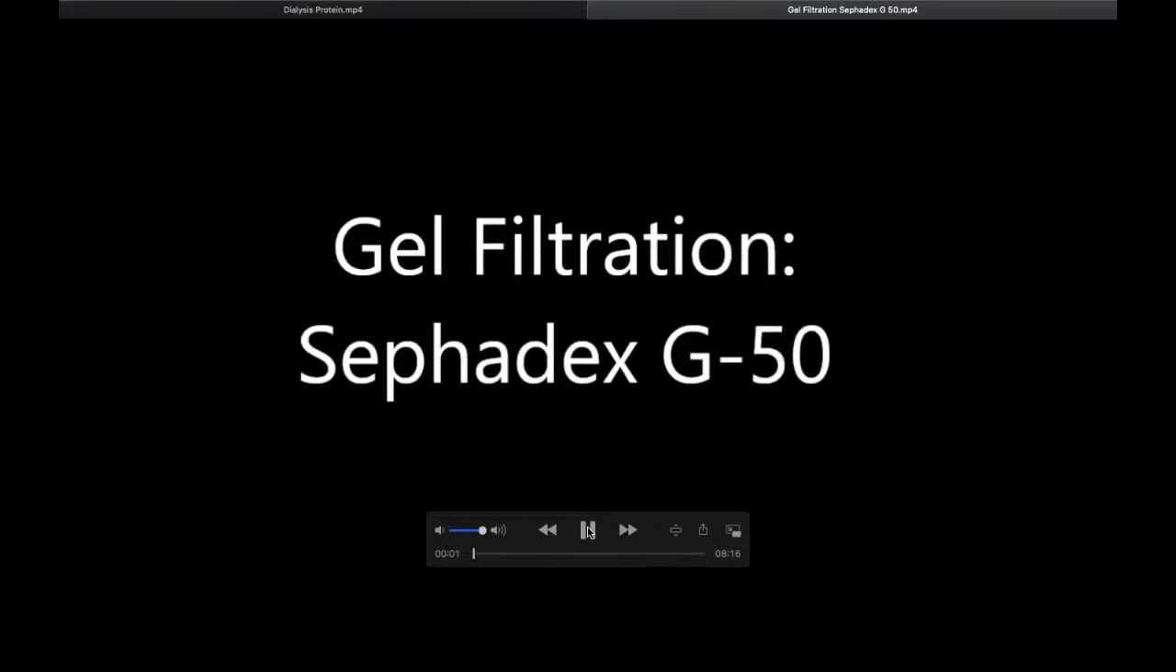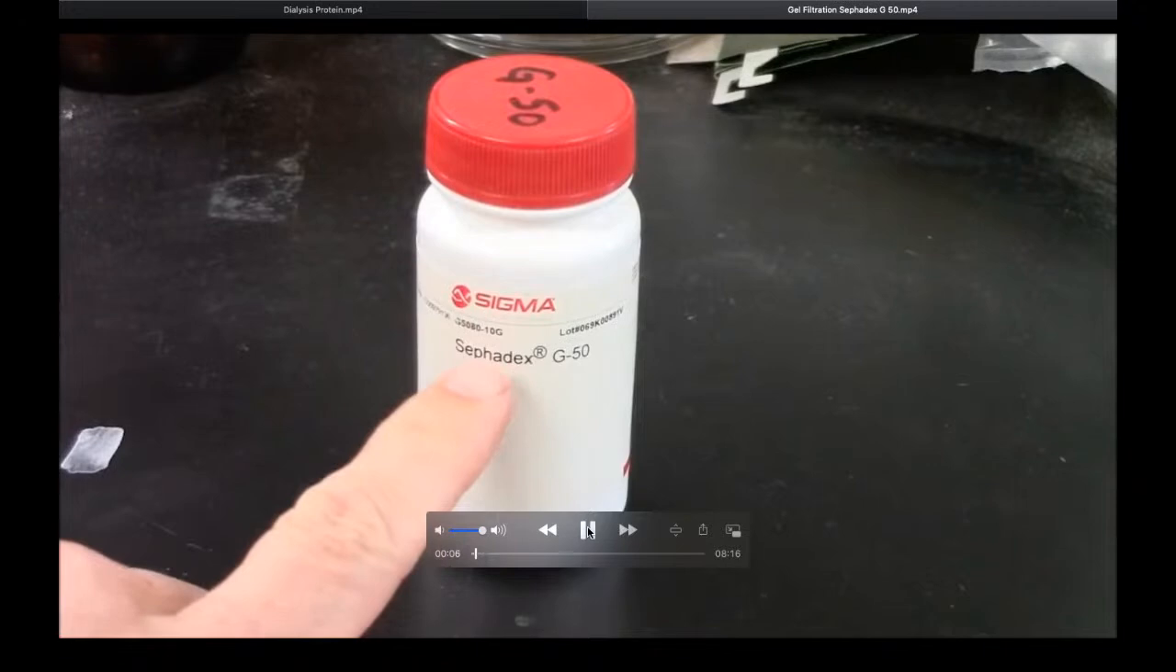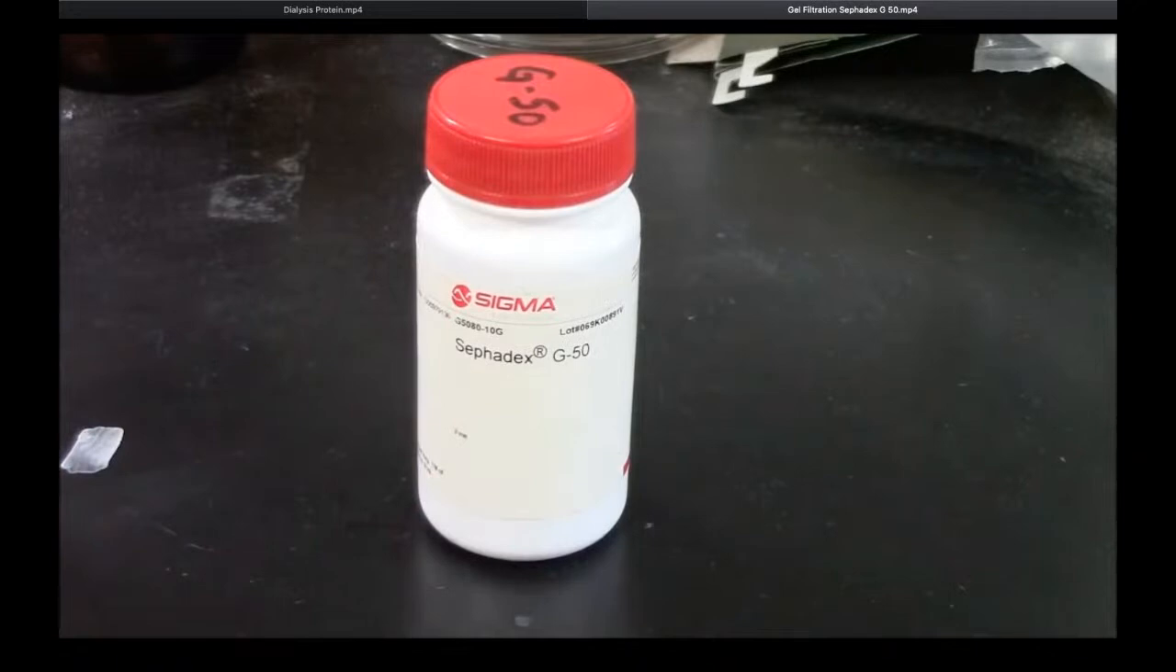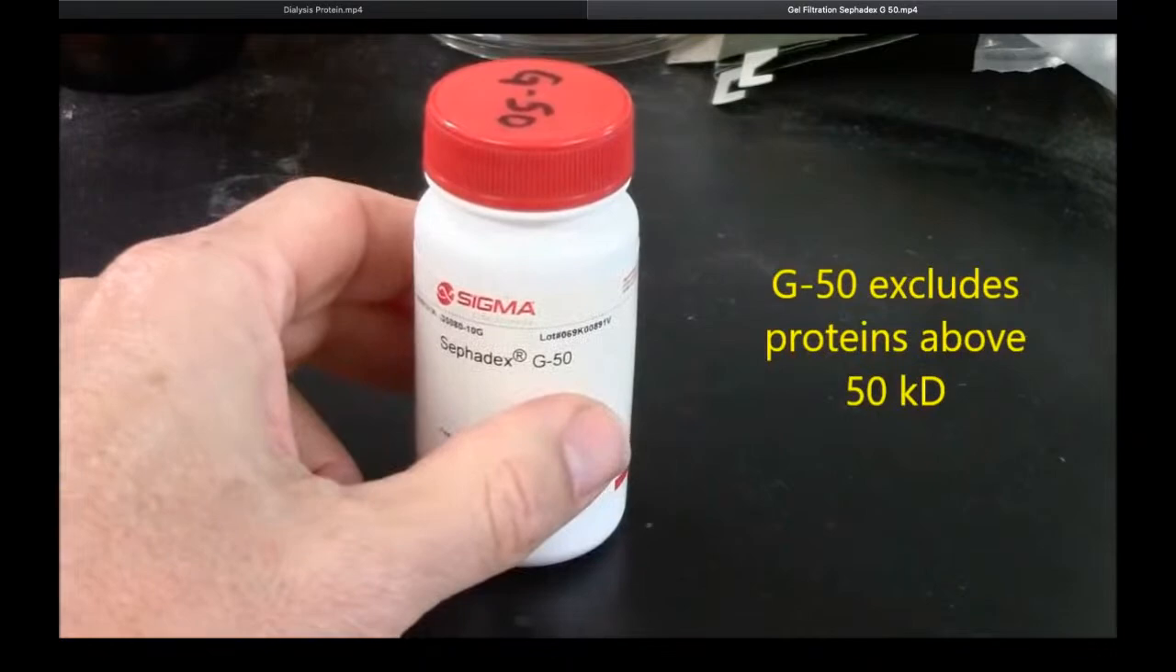We're starting with gel filtration medium. This is Sephadex G50. The number here gives you an approximation of the size exclusion. This will exclude proteins above 50 kilodaltons, 50,000 molecular weight. Inside is a white powder.